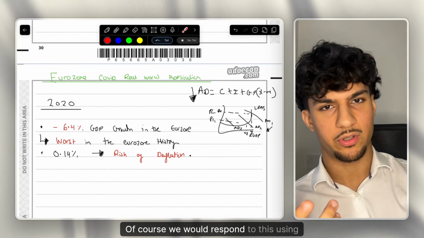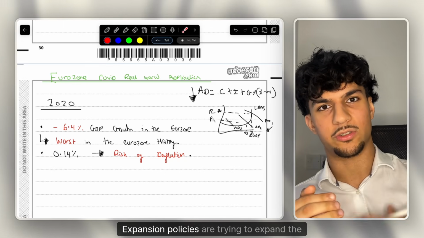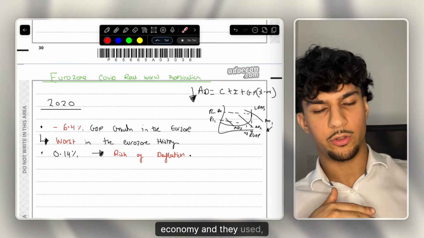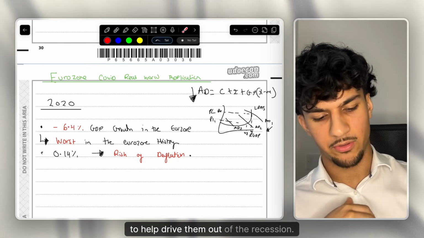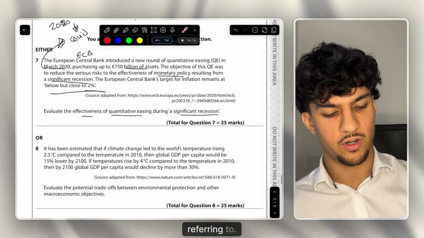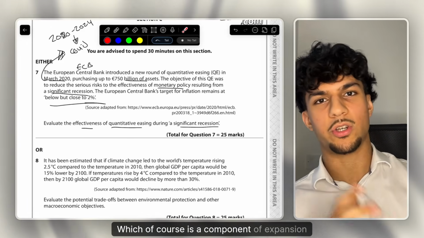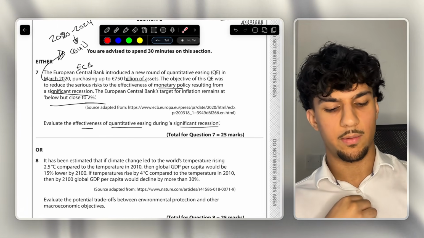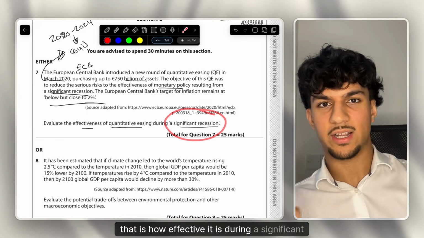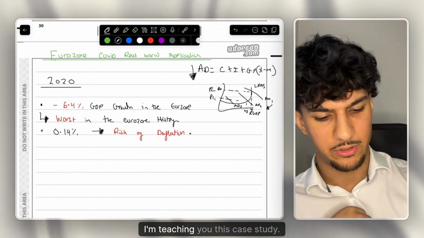Of course, we would respond to this using expansionary policies. Why? Expansionary policies are trying to expand the economy, and they're used particularly when economies are in recession to help drive them out of the recession. And of course, that is what the question is referring to. How effective is quantitative easing, which of course is a component of expansionary policies, more specifically expansionary monetary policy, during a significant recession? So it all links together, and that's the reason why I'm teaching you this case study.